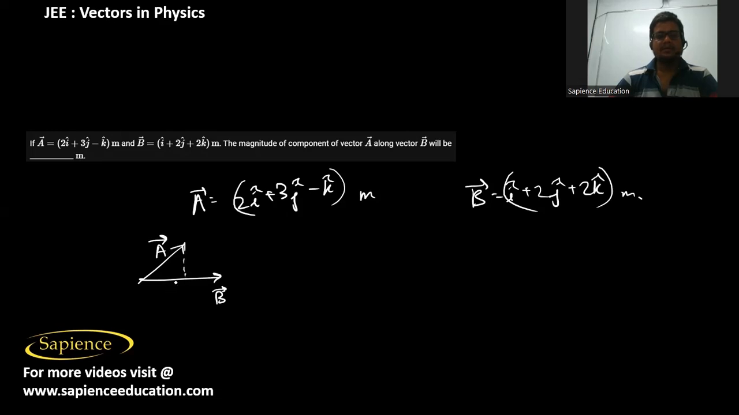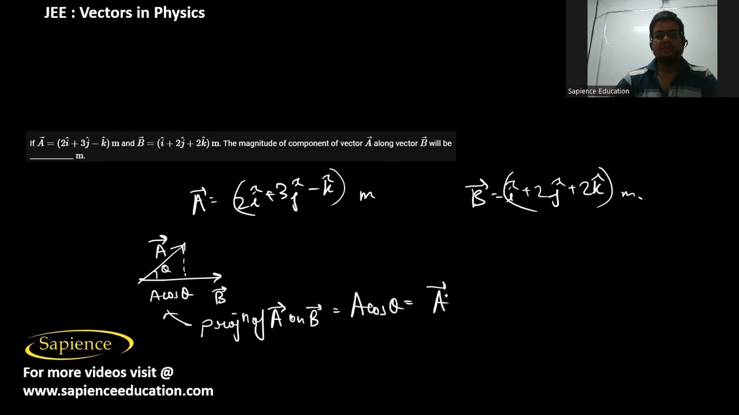It means we have to find A cos theta, where theta is the angle in between vector A and B. Then A cos theta is the magnitude of the component of vector A on the vector B. Component of vector A along vector B is also called the projection of vector A on vector B. And that is actually given as A cos theta, and that is equal to A vector dot B cap. So that we have to find out. So A vector dot B cap is A vector dot B vector divided by magnitude of B vector.